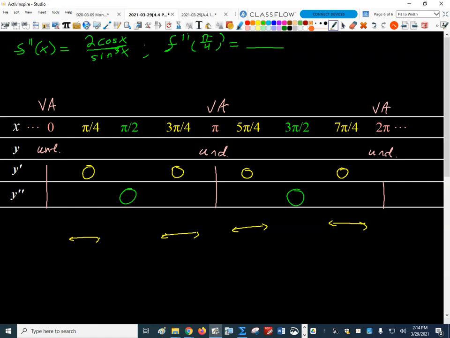Well, pi fourths, that's in quadrant 1, right? So both cosine and sine are positive in quadrant 1. So I'm going to get positive divided by positive, which is positive. So then this is a minimum, isn't it? Because we have concave up and a horizontal tangent. Okay. What about at 3/4 pi?